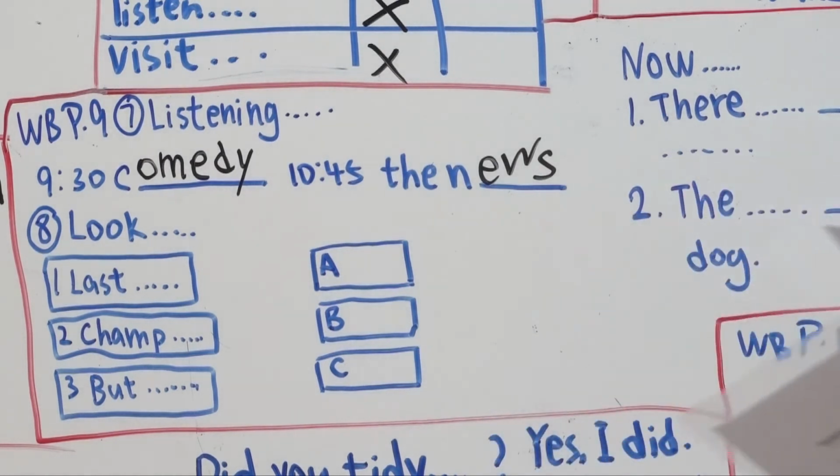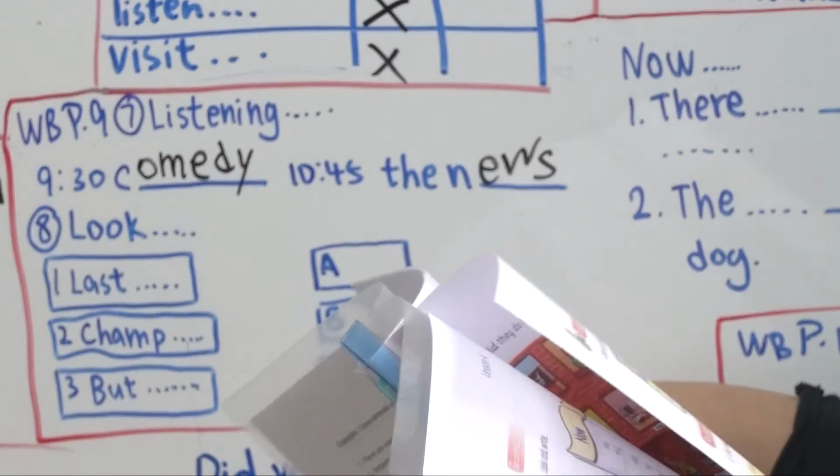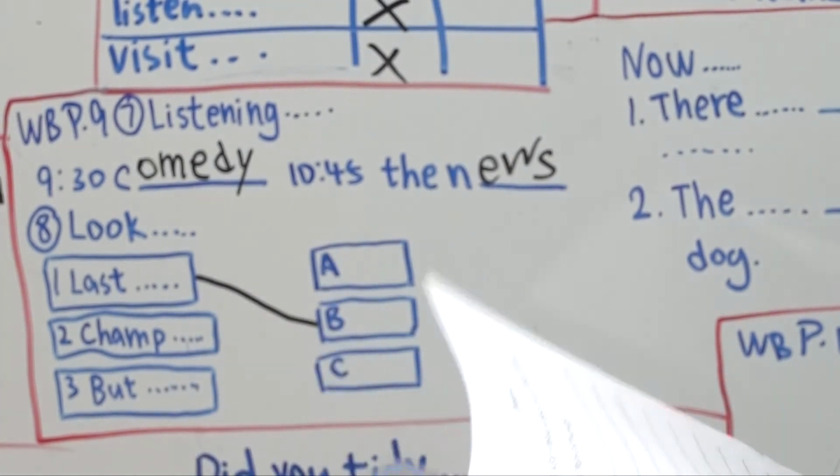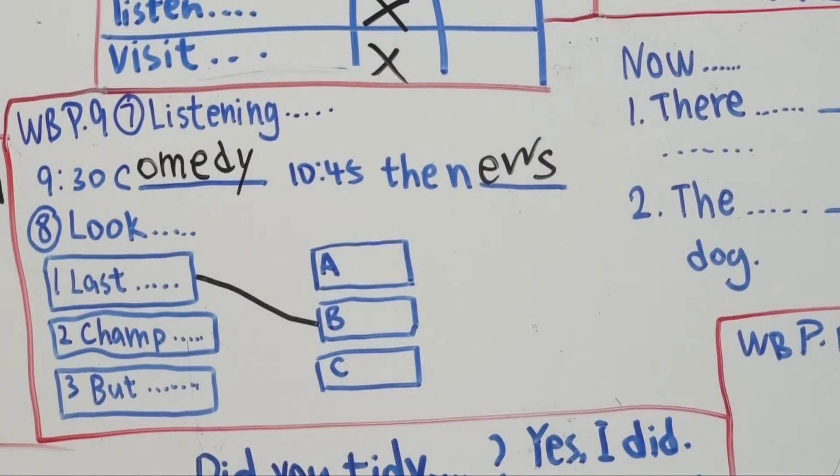Now part 8, look, read, and match. So it's all about reading and writing. Let's do it. Alright, let's read 1. Last weekend, there was a comedy show. There was a comedy at Apollo Theater. It was about Mr. Pepper and his family dog, Champ. So, which picture is it? Yes, the picture in Apollo Theater, right? So this goes here. So just like that, read each picture and match. Your time starts now.